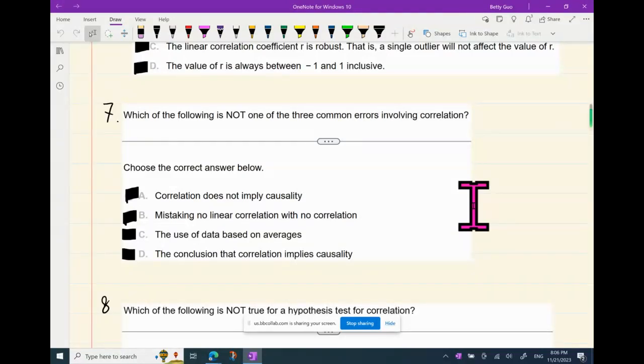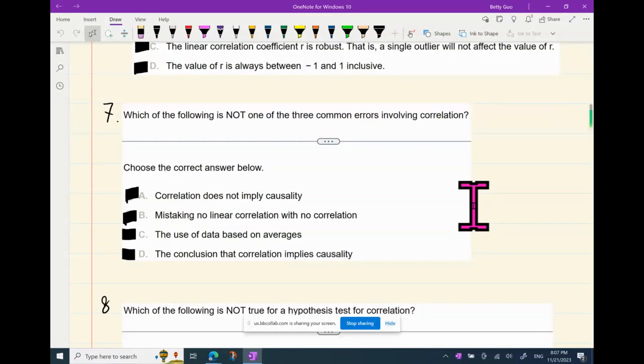So answer choice A, correlation does not imply causality, is a true statement. That statement is correct. Let's look at D, because D also involves causality. D says the conclusion that correlation implies causality. That is a mistake. That is a common mistake when it comes to correlation.